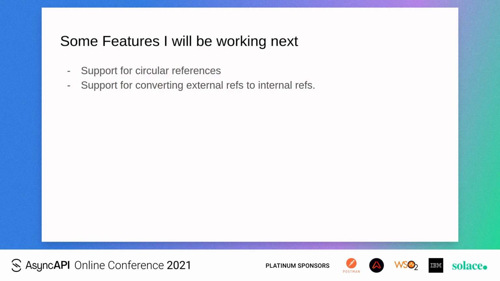For some features that I'll be working on next, currently AsyncAPI bundler does not support circular references, so that is something I'll be working on next. And secondly, this is something experimental. Instead of resolving external refs, we'll just merge the data and reference internally. So the generated file will have references, but they will not point to any external source.